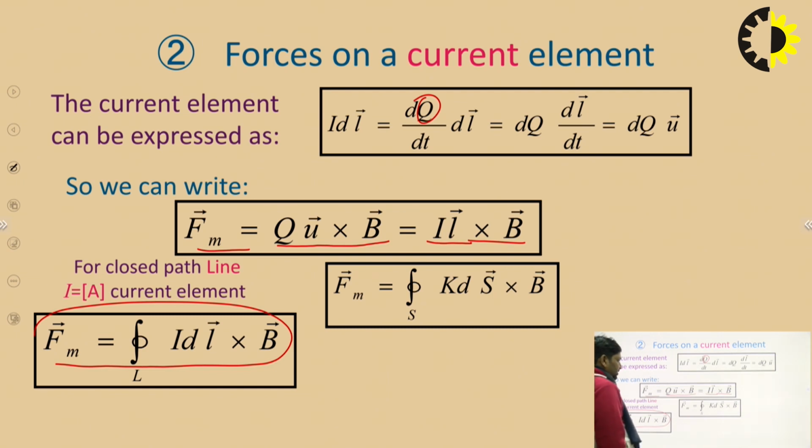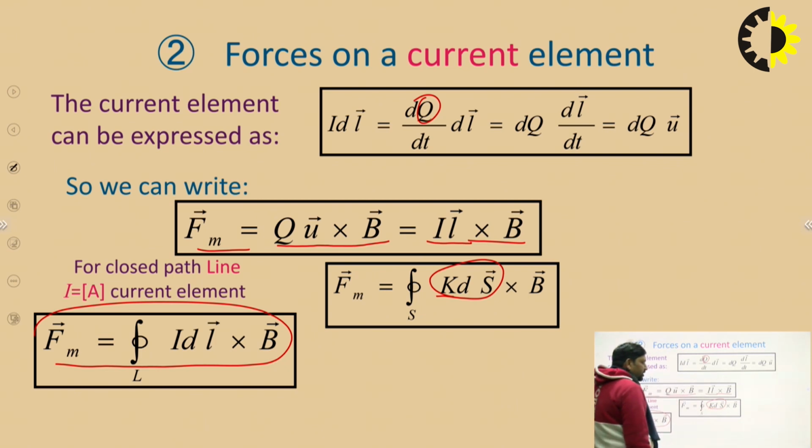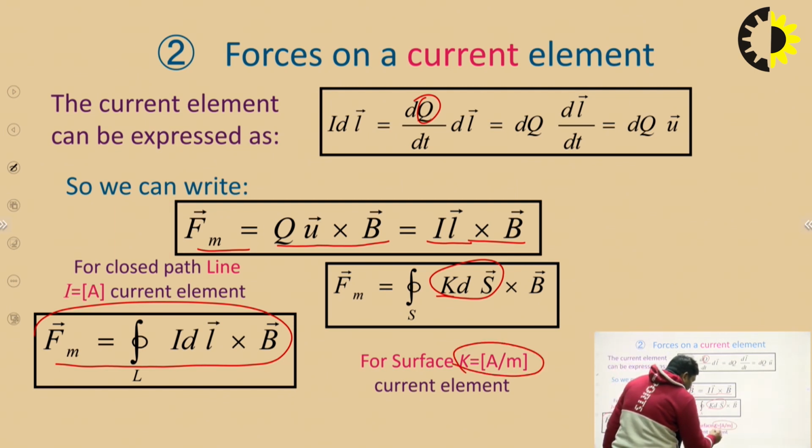If the charge is distributed on a surface, a charge sheet, then the magnetic force is equal to K ds cross B, where the surface current density K is defined in ampere per meter.